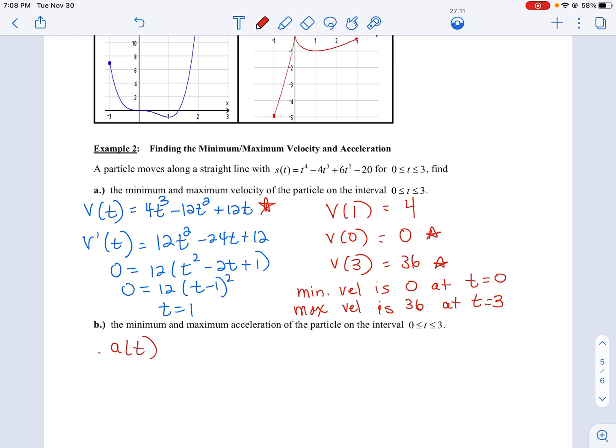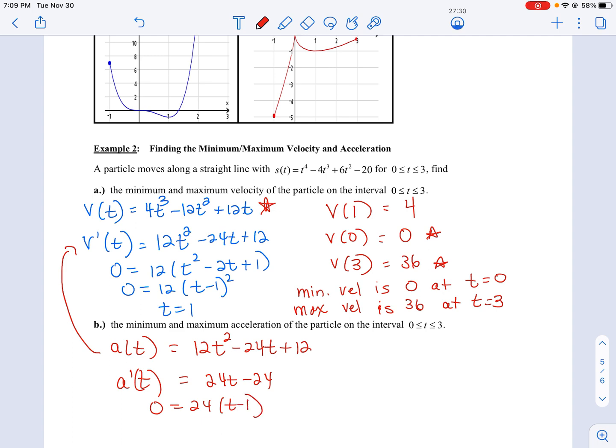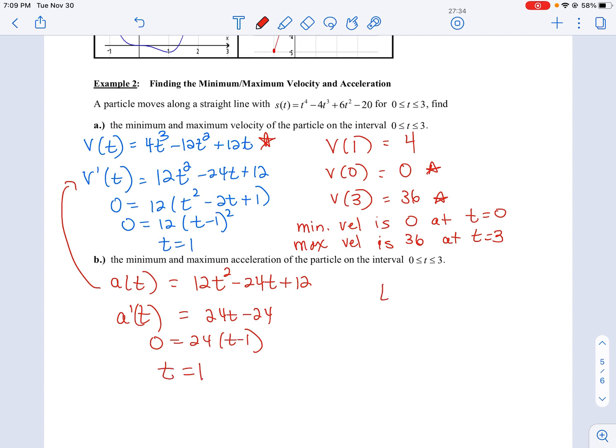So we did the acceleration right here. So that's 12t squared minus 24t plus 12. To determine the minimum and maximum acceleration, we need to do the derivative of acceleration and find the critical number there. So t is 1. So we need to do a of 1, a of 0, and a of 3. And here's our a function. So a of 0 is 12. A of 1 would be 0. And go ahead and find a of 3.